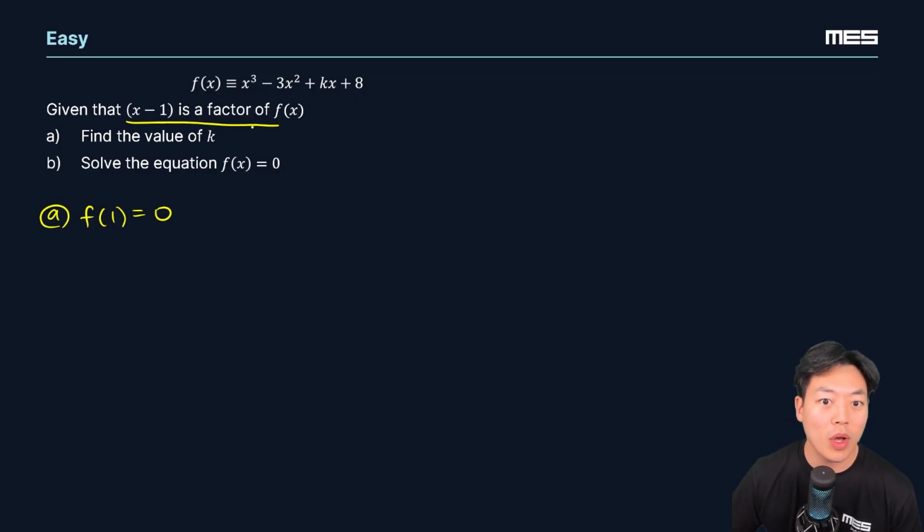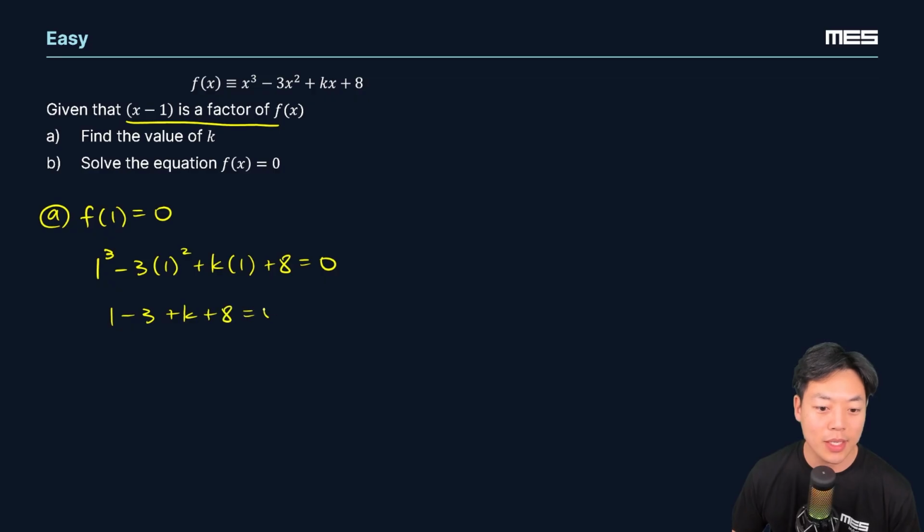So when we plug in 1 into each of these x values, I would get 1 cubed minus 3 times 1 squared plus k times 1 plus 8, and all this will equal 0. So we have 1 minus 3 plus k plus 8 is equal to 0. So in the end, k will equal, I believe, negative 6, because that will give us negative 2 plus 8 is positive 6 and negative 6.